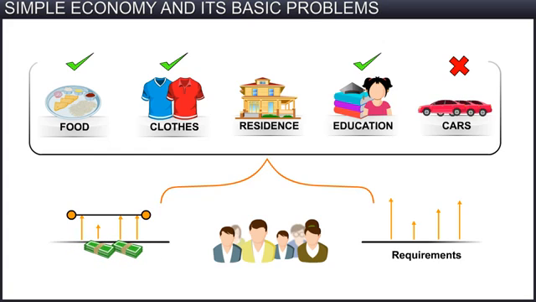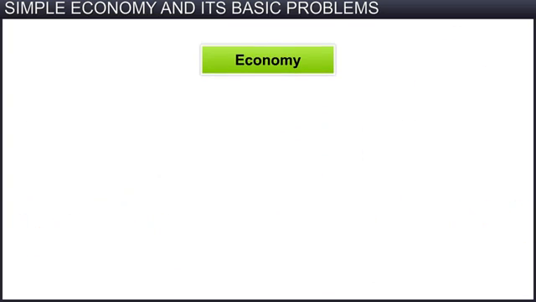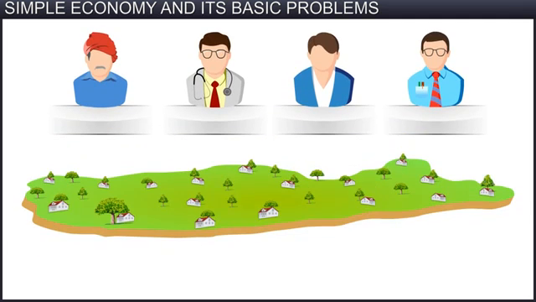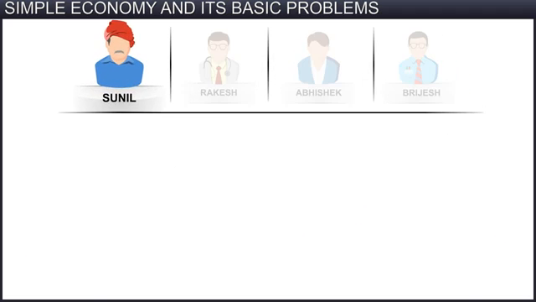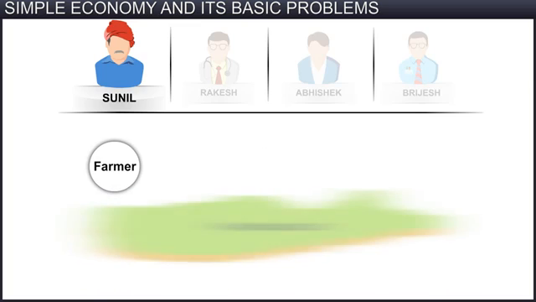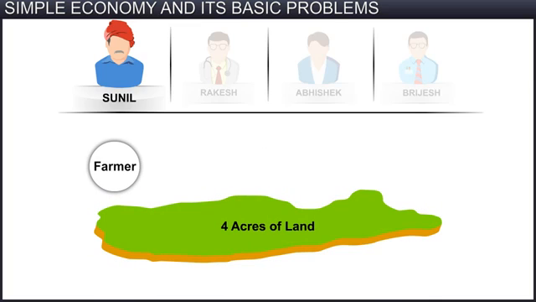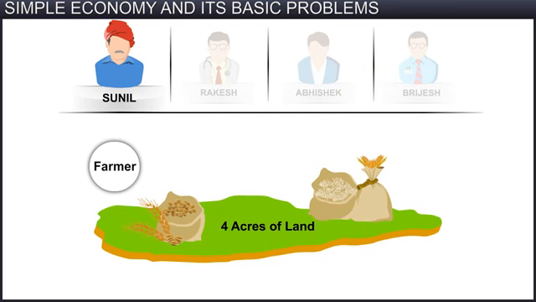Let us understand the meaning of economy with the help of an example. 4 friends live in a small village. Sunil, Rakesh, Abhishek and Brijesh are in different professions. Sunil is a farmer who has 4 acres of agricultural land. He ploughs the land with the help of family members and farming equipment. He produces food grains like wheat and rice on his farm.